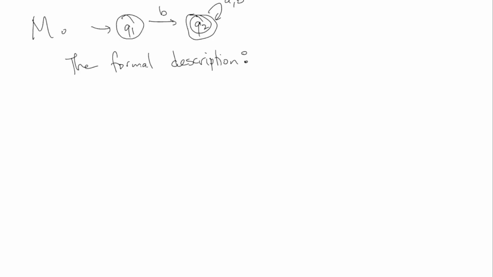Let's say this machine is called M. So I would say M equals, and I'm going to write my 5 ingredients here. The first is the set of states, which in this case is Q1 and Q2. So first goes the set Q1, Q2. All right. Next is the alphabet. What's that in this case? Yeah, the set of A and B. Wonderful.